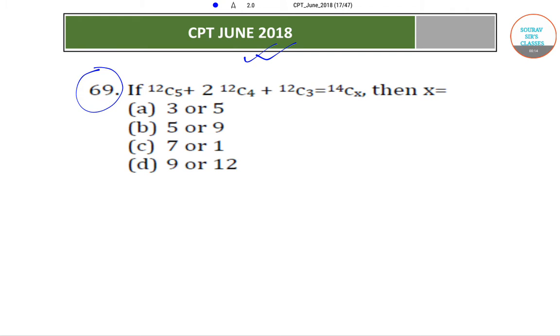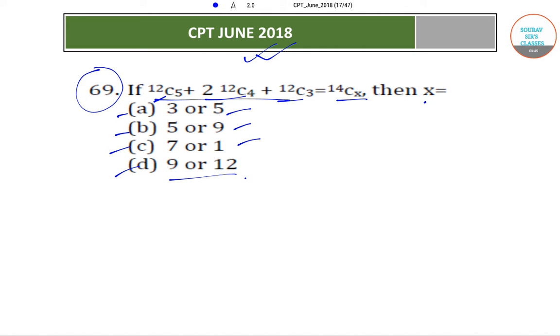In question number 69 it has been said that if 12C5 plus 2 into 12C4 plus 12C3 is equal to 14CX, then X is equal to: option A 3 or 5, option B 5 or 9, option C 7 or 1, option D 9 or 12. Now the process that many of us will follow is that we'll try to break it down, solve it, and then find the value of X. But there is an easy way.